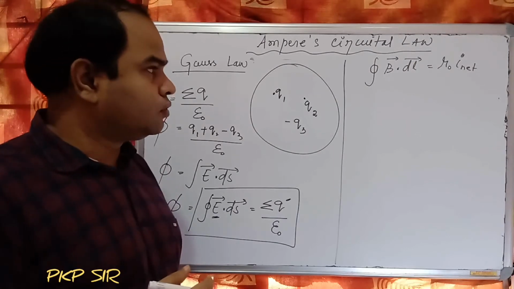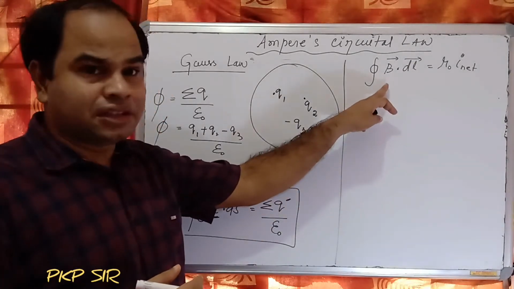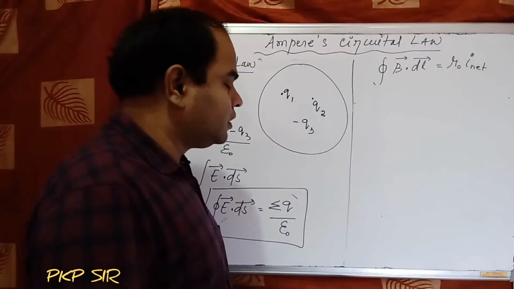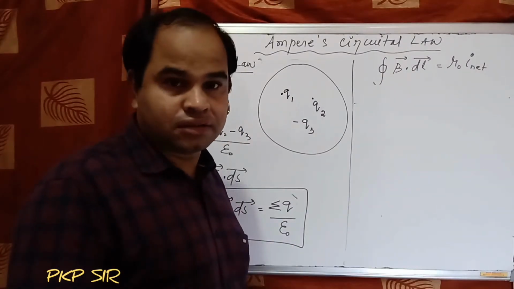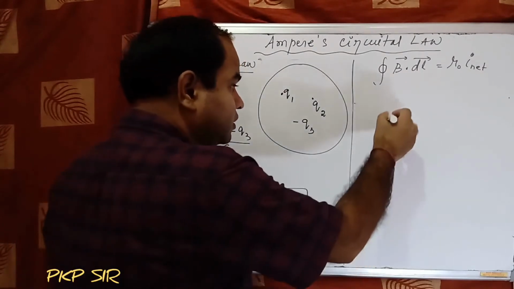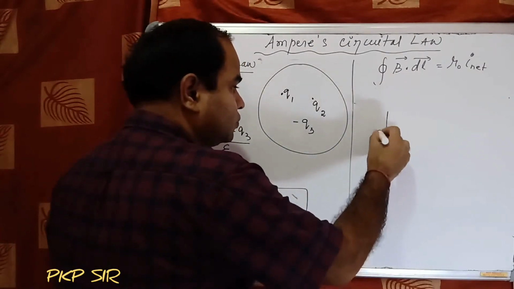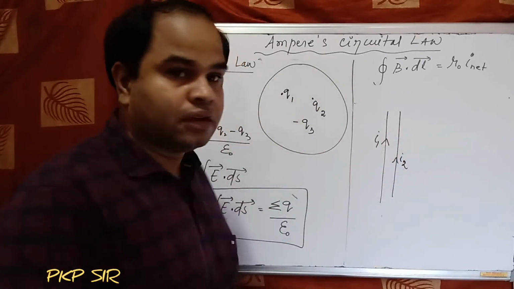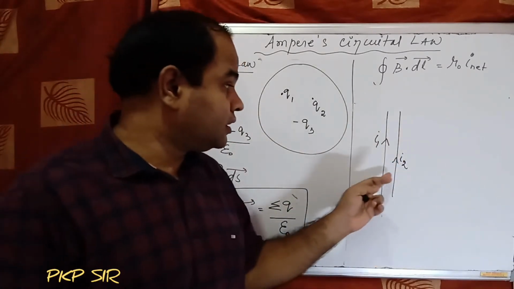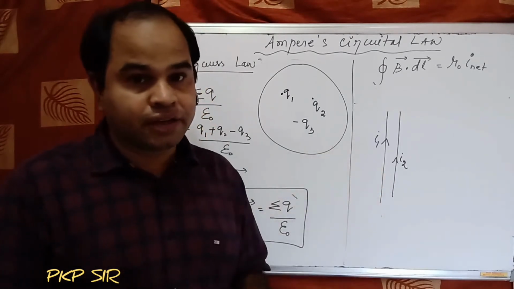Okay, so let us consider two straight current carrying conductors carrying currents I1 and I2.